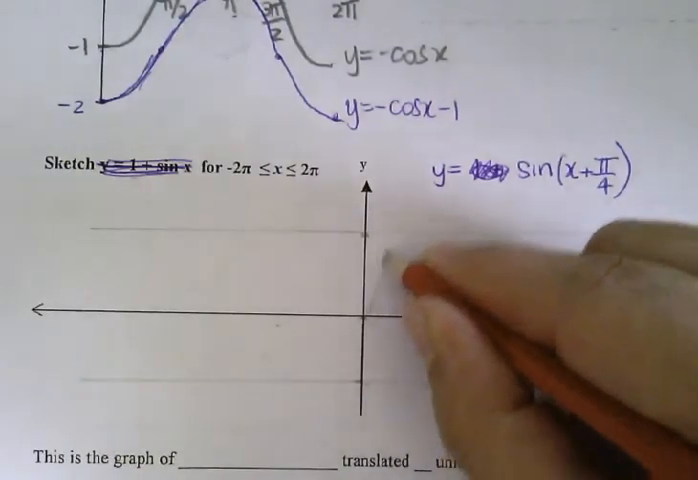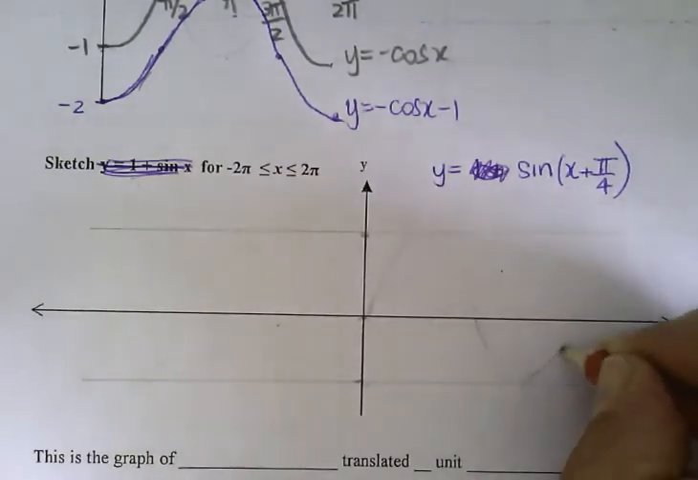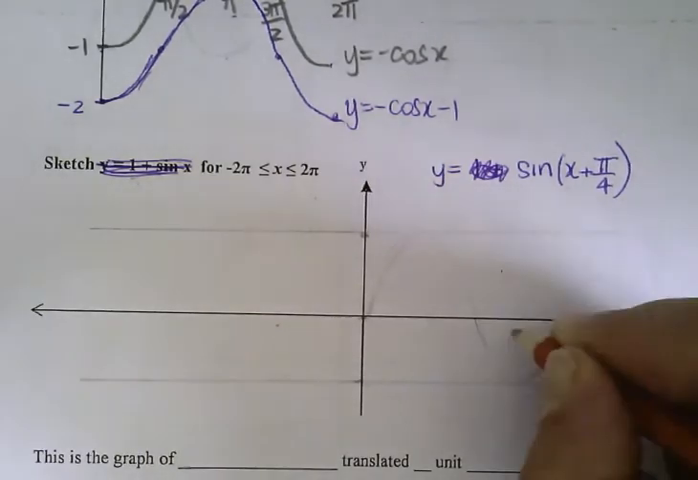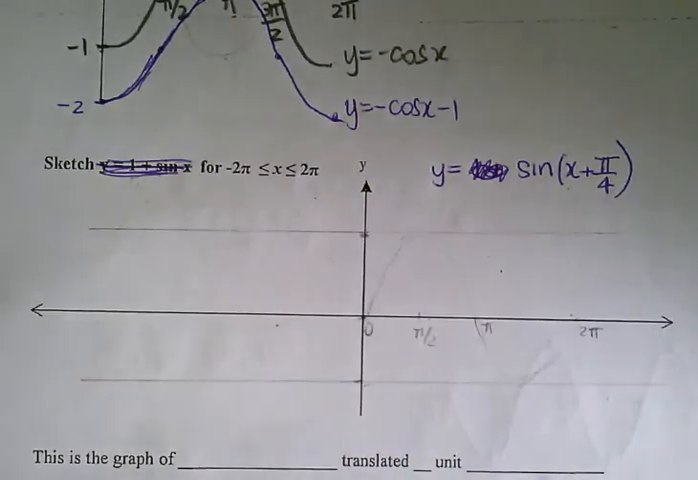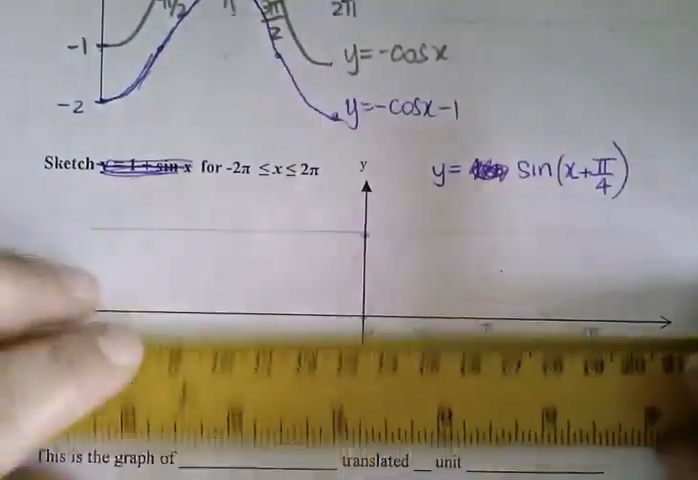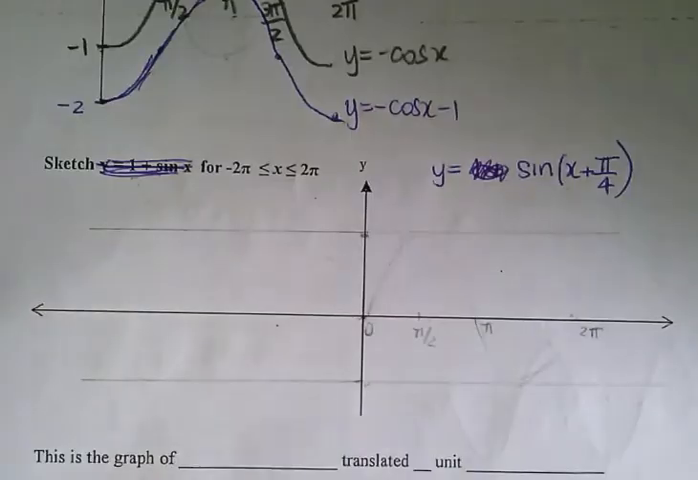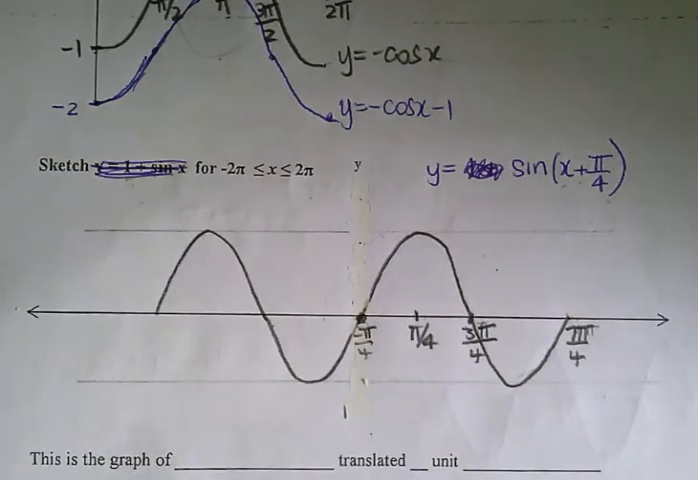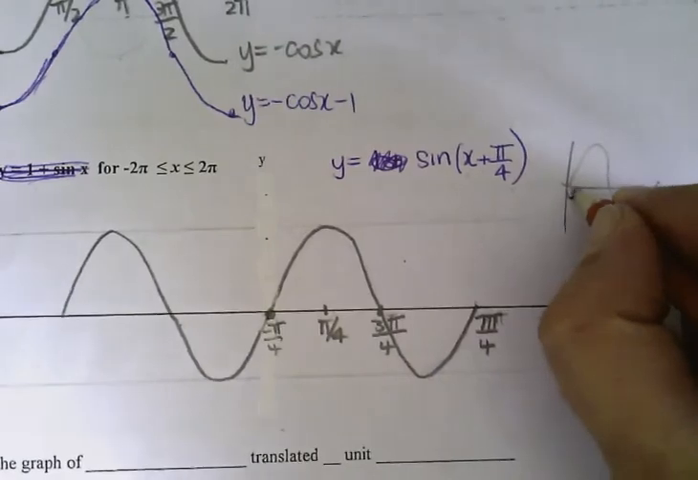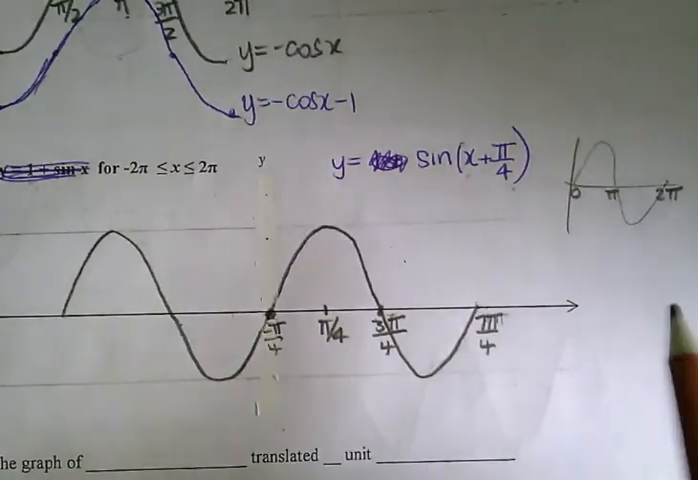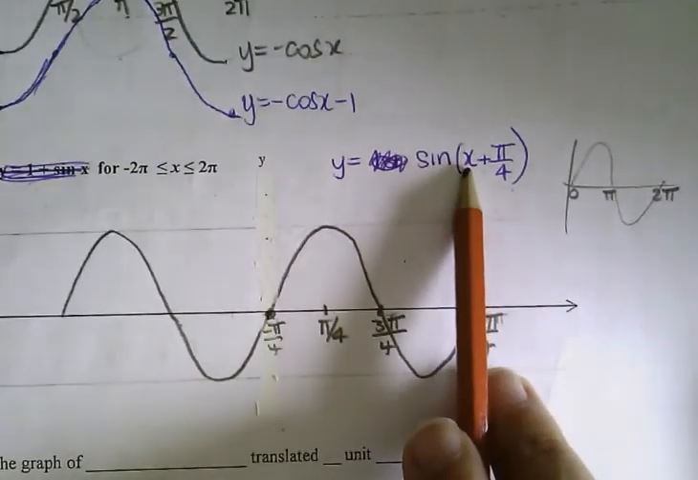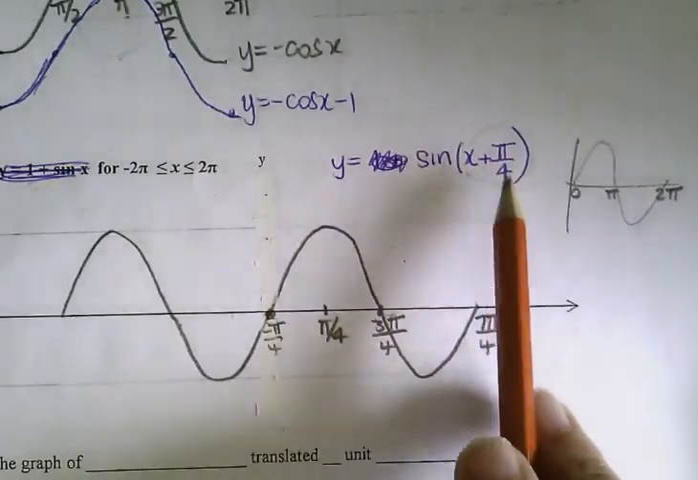But look, if this was the normal curve, this would be 2 pi, this would be pi, that would be pi on 2, and that would be 0. But now it's got to move, so I'm just going to space these out. The normal curve is like this: 0, pi, 2 pi. What value of x makes this 0? It's negative pi on 4.